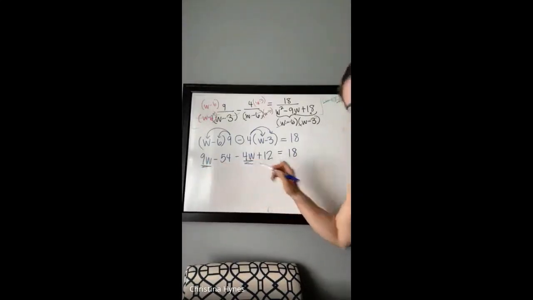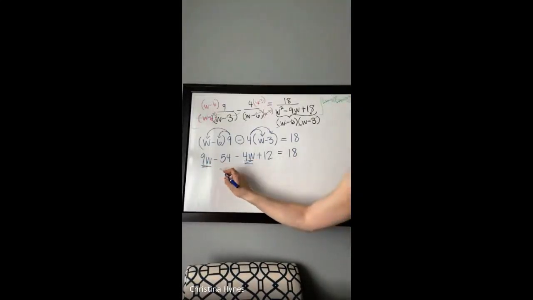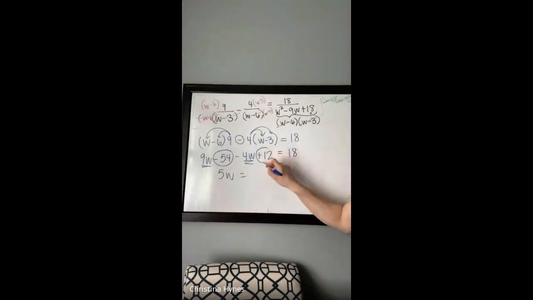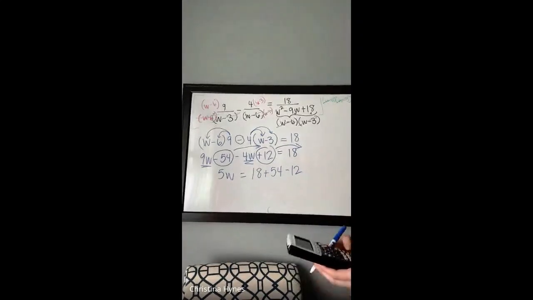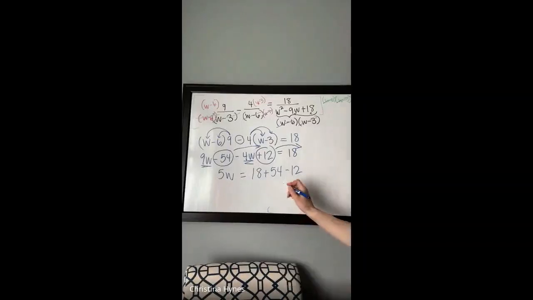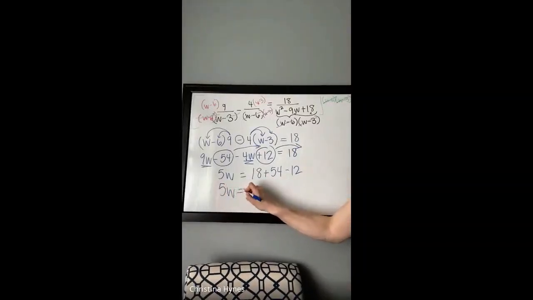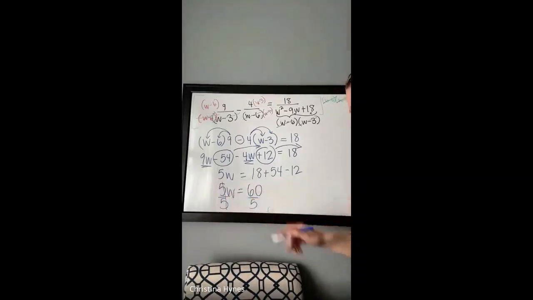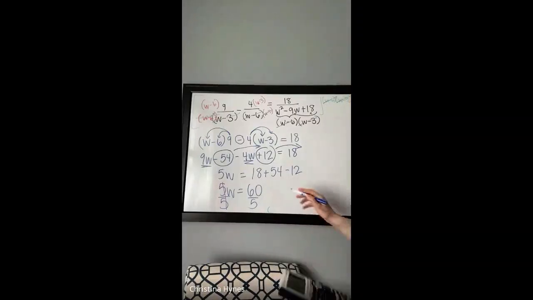So these guys can go together. 9w minus 4w is 5w. And then you're going to bring the negative 54 and the positive 12 to the other side. So that's going to be 18 plus 54, because you're changing the signs, minus 12. Okay, so 18 plus 54 minus 12 gives you 60. So 5w equals 60, and then you're going to divide both sides by the value in front of w. So 60 divided by 5 is 12.